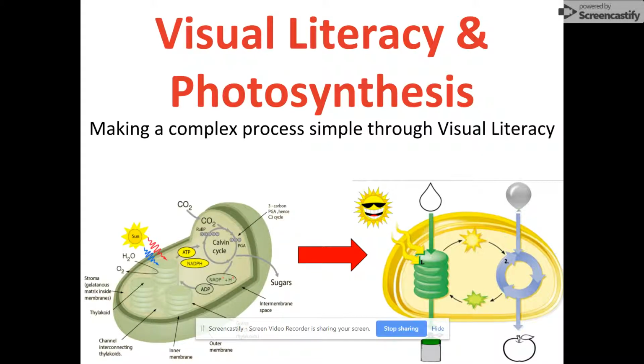Hi, everyone. My name is Joe Rosica, and today I'm going to be talking about how I use visual literacy to help teach complex scientific processes such as photosynthesis, which is the example I'm going to be using today.